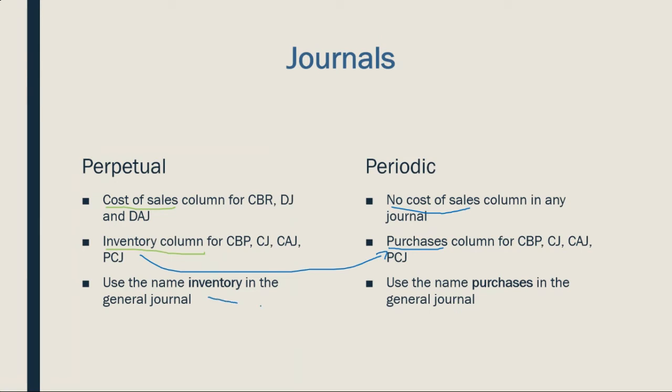And then if we've got the general journal, instead of the inventory account, we also use the purchases account when we have the periodic inventory system. So the main differences in the journals are: perpetual has a cost of sales column, periodic does not have a cost of sales column. Perpetual, in all of the journals, the CBP, CJ, CAJ, PCJ, and General Journal, has inventory as their column name or account name, whereas in the periodic system we use purchases rather than inventory.